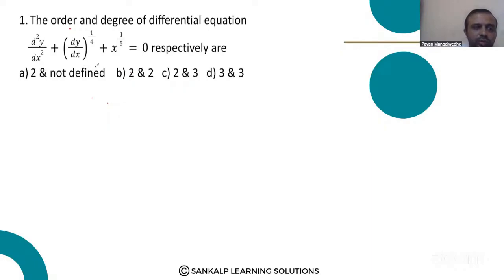So now, the highest order of the derivatives is what? Highest order, it is 2. 2 means it is nothing but the order. So order is 2, which is present in options A, B, and C. Okay. So now, what about the degree? What is the degree of the given equation? Try to clear the fraction by raising the power to 4, and try to get the degree of the equation.